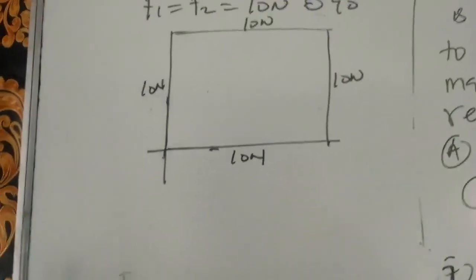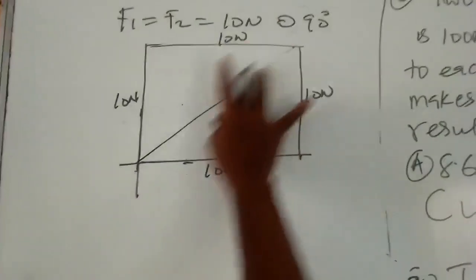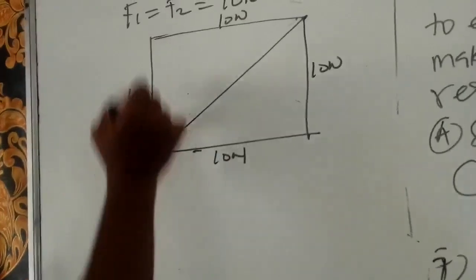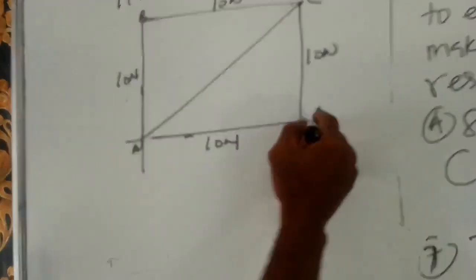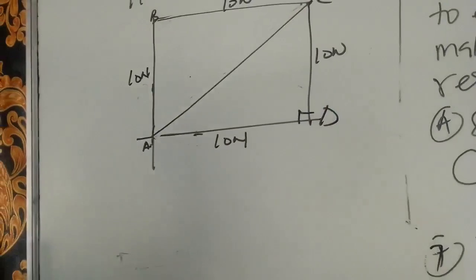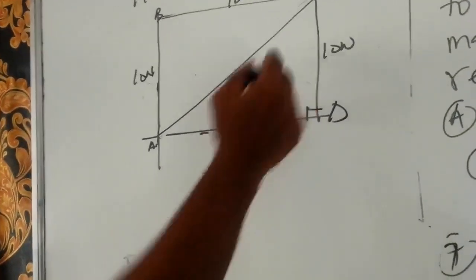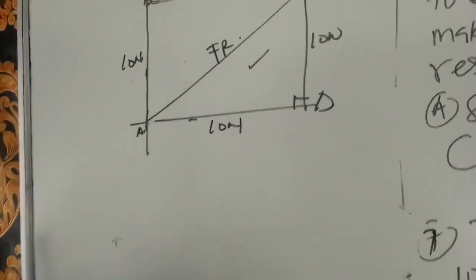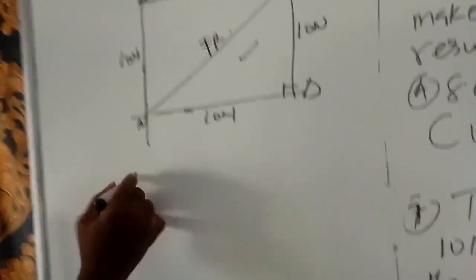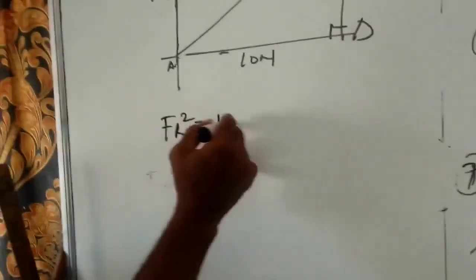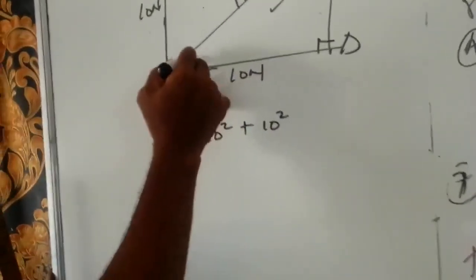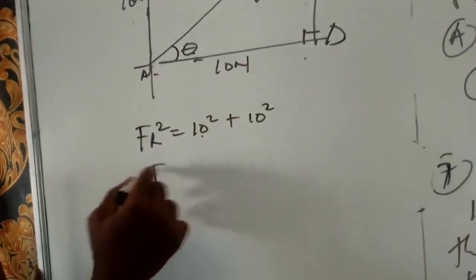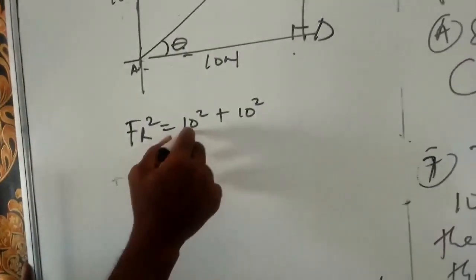Then we'll look at the resultant first. The resultant, since they are perpendicular to each other, is the diagonal drawn. Let's call this square A, B, C, D. This angle is 90 also. So let's consider this triangle here. This is the resultant. Let's call it FR. Since we apply the Pythagoras theorem, we have FR squared equal to 10 squared plus 10 squared. So FR squared becomes 100 plus 100 equals 200.